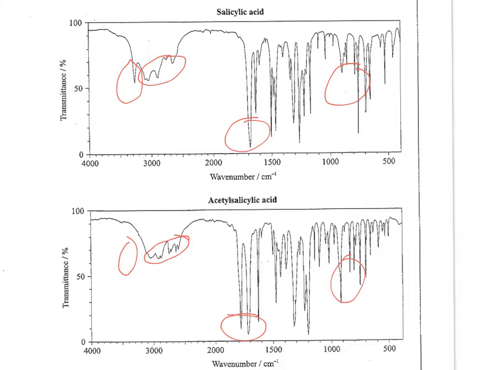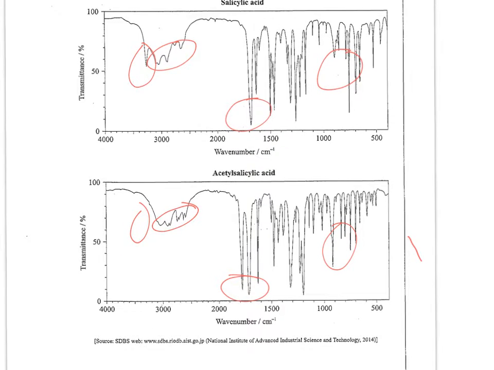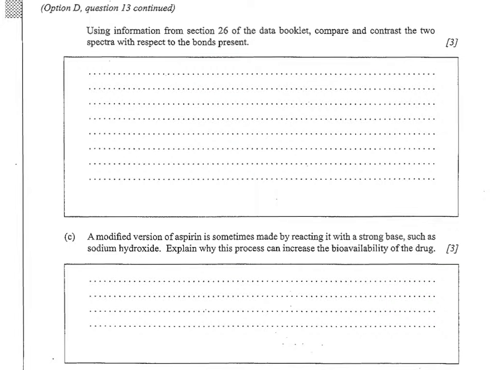So it's important to pay attention to where those peaks occur, at what wavelength, and it's also important to remember what compounds were in the structures. Remember, each structure has a benzene ring, some OH, and some carbon bonded to oxygen, both single and double bonds. So the question on the next page says contrast the two spectra with respect to the bonds present, and this is worth 3 marks.